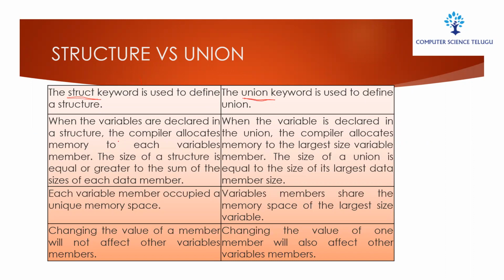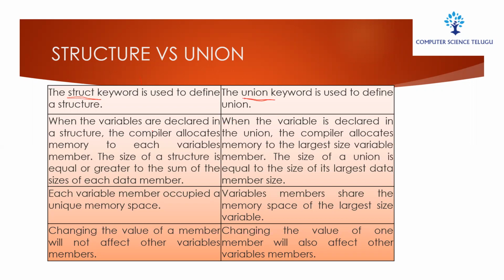Next, second point: when the variables are declared in a structure, the compiler allocates memory to each variable member. The size of a structure is equal to or greater than the sum of sizes of the data members in the structure. And in union, when a variable is declared, the compiler allocates memory to the largest variable member. The size of a union is equal to the size of its largest data member.